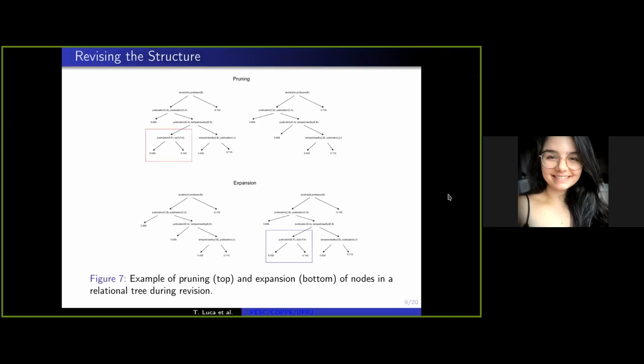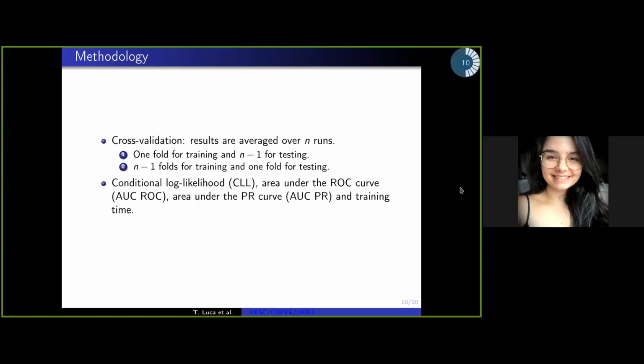During revision, we can either prune a node to make the theory more general or expand the nodes to make the theory more specific. We evaluate TransBooster using cross-validation, so results are averaged over many runs. In the first experiment, we use 1 fold for training and n-1 for testing, and in the second, we use traditional cross-validation.